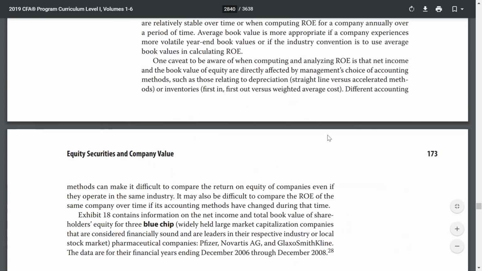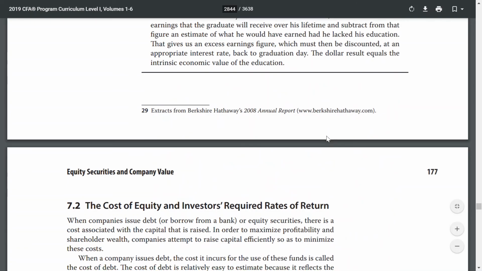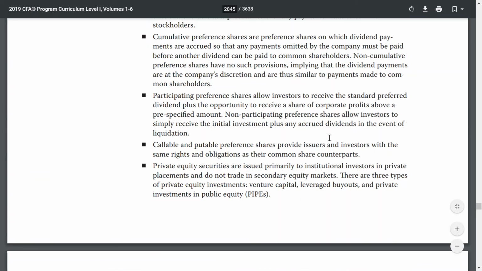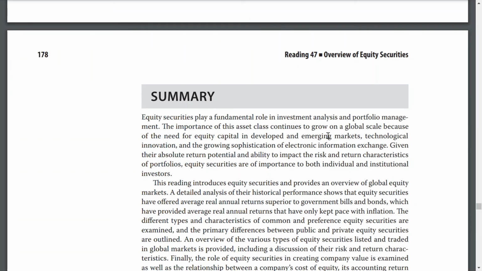All right, summary. Equity securities play a fundamental role in investment analysis and portfolio management. The importance of this asset class continues to grow on a global scale because of the need for equity capital, the development of emerging markets, technological innovation, and the growing sophistication of electronic information exchange. Given their absolute return potential and ability to impact the risk and return characteristics of portfolios, equity securities are of importance to both individual and institutional investors.